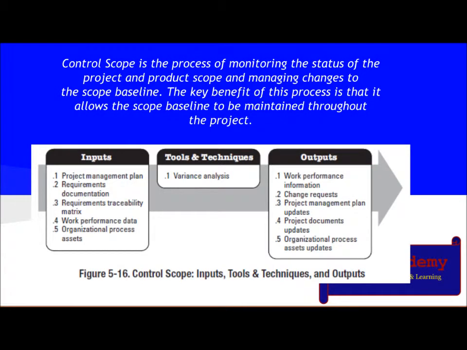Control scope is the process of monitoring the status of the project and product scope and managing changes to the scope baseline. The key benefit of this process is that it allows the scope baseline to be maintained throughout the project. The inputs involved are project management plan, requirement documentation, requirements traceability matrix, work performance data, and organizational process assets. The tools and techniques involved are variance analysis, and the outputs are work performance information, change requests, project management plan updates, project document updates, and organizational process assets updates.